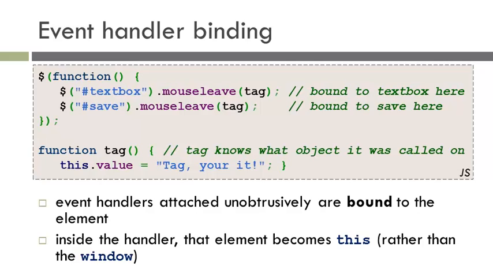Whenever event handlers are unobtrusively attached to elements, that event handler is bound to that element. This means that whenever the event is fired and received by the event handler, this keyword in the event handler refers to that element rather than window. In addition, even if the same event handler is assigned to multiple elements, each gets its own bound copy. In this example here, no matter which element triggers the event, either text box or save becomes this.